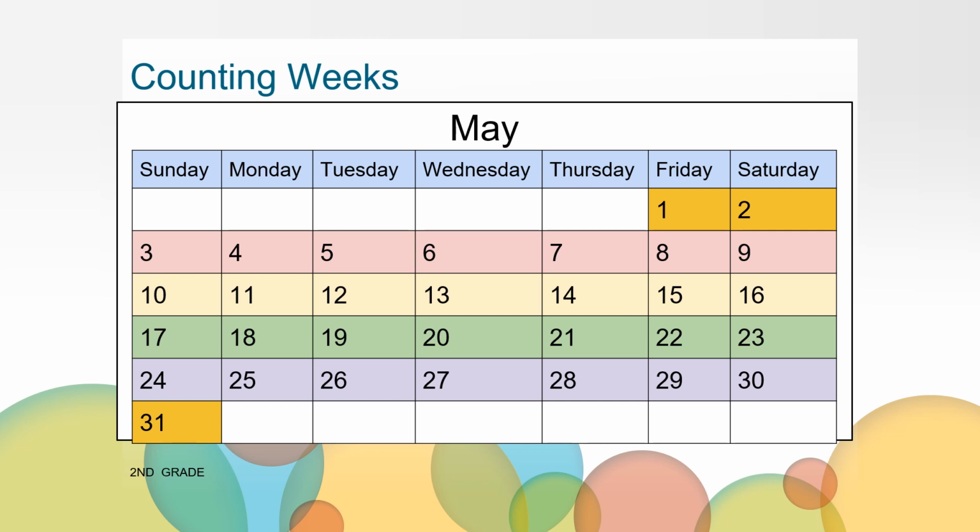Counting weeks. How many weeks are there in May? Remember, a week has 7 days. There are 4 full weeks in May and 3 more days. There are a few ways that we can see this. You can count weeks from Sunday to Saturday like this. Each week is a different color, and there are 3 days that are not full weeks, May 1st, May 2nd, and May 31st, which makes 4 full weeks and 3 more days.